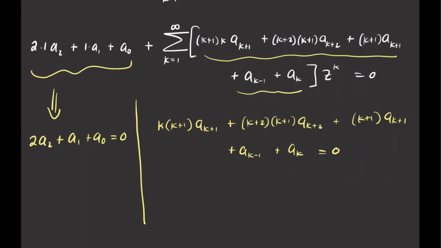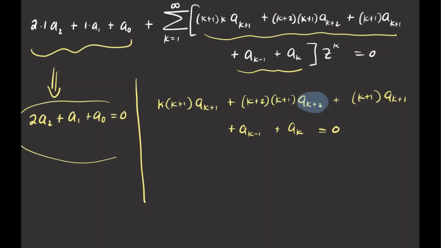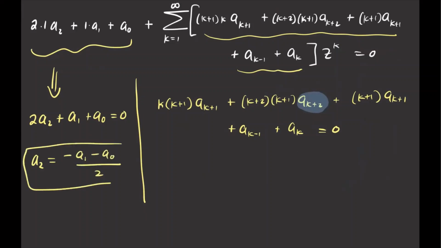We will be solving for the highest subscript, which is this one right here. Now this is not so important because eventually you're going to get that from your recursion anyway. But since we have it, let's solve it anyway. Solve for the highest subscript, which is a sub 2. So a sub 2 would be negative a sub 1 minus a sub 0, divided by 2. So that's one of our coefficients.